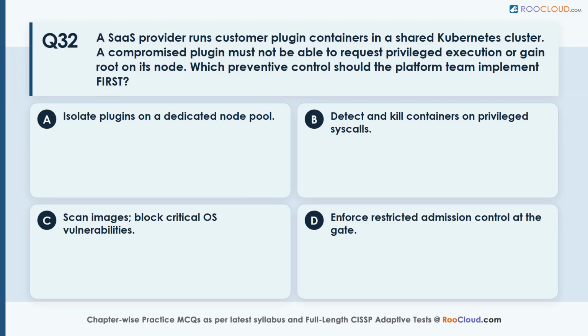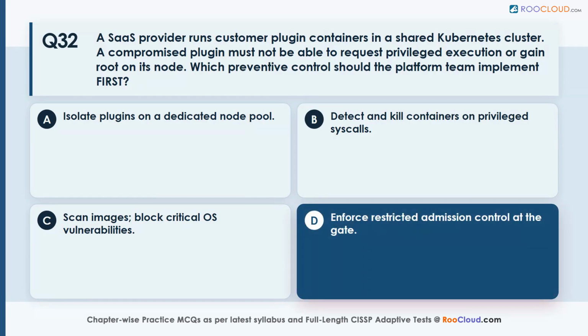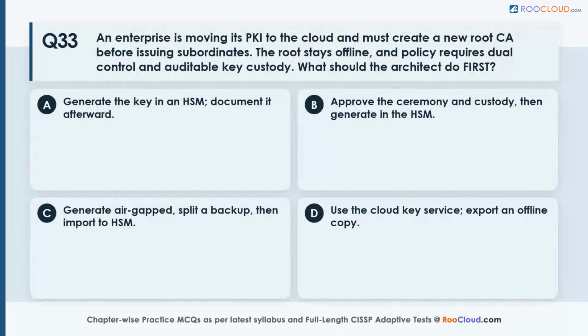Option C scans images for critical vulnerabilities. That addresses the supply chain, not a runtime privilege request. Option D enforces restricted admission control with narrowly governed exceptions outside customer control, so a privileged pod is refused at the gate. Prevent it from ever being admitted, rather than catching it after. That is the pattern. Question 33.